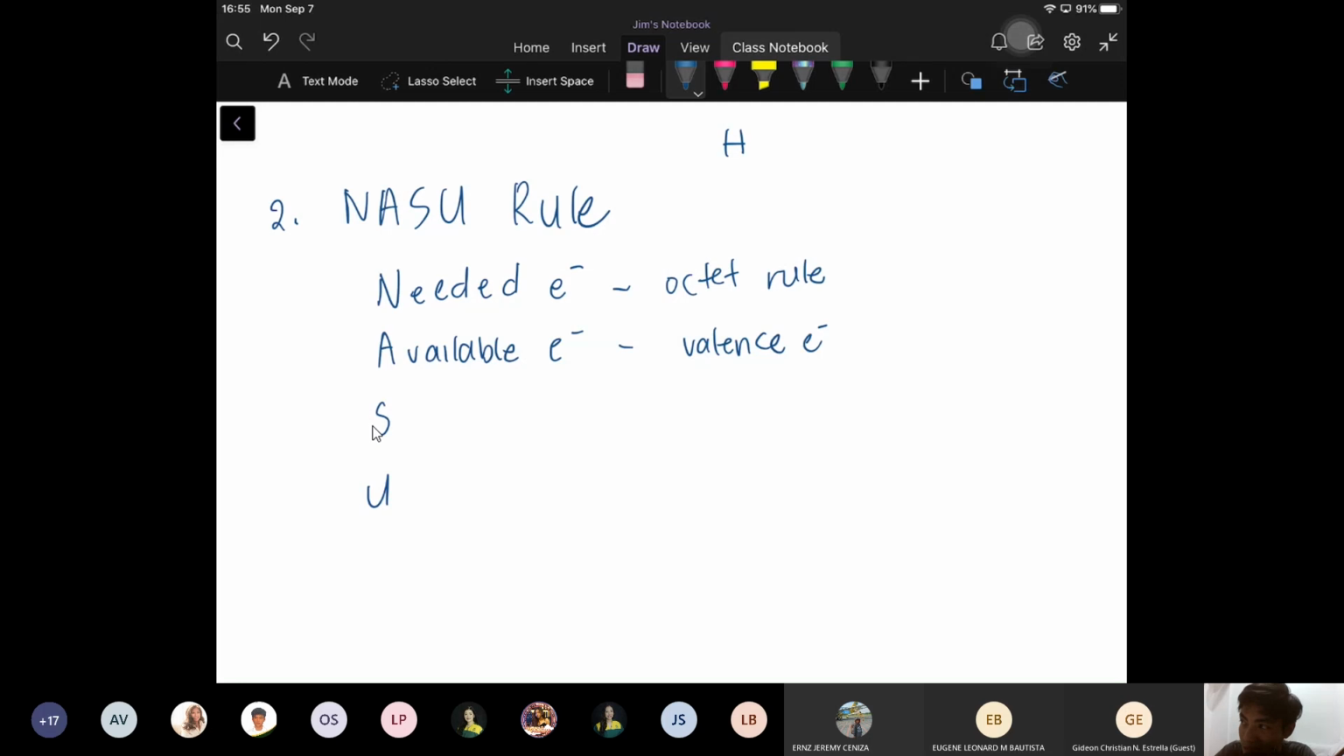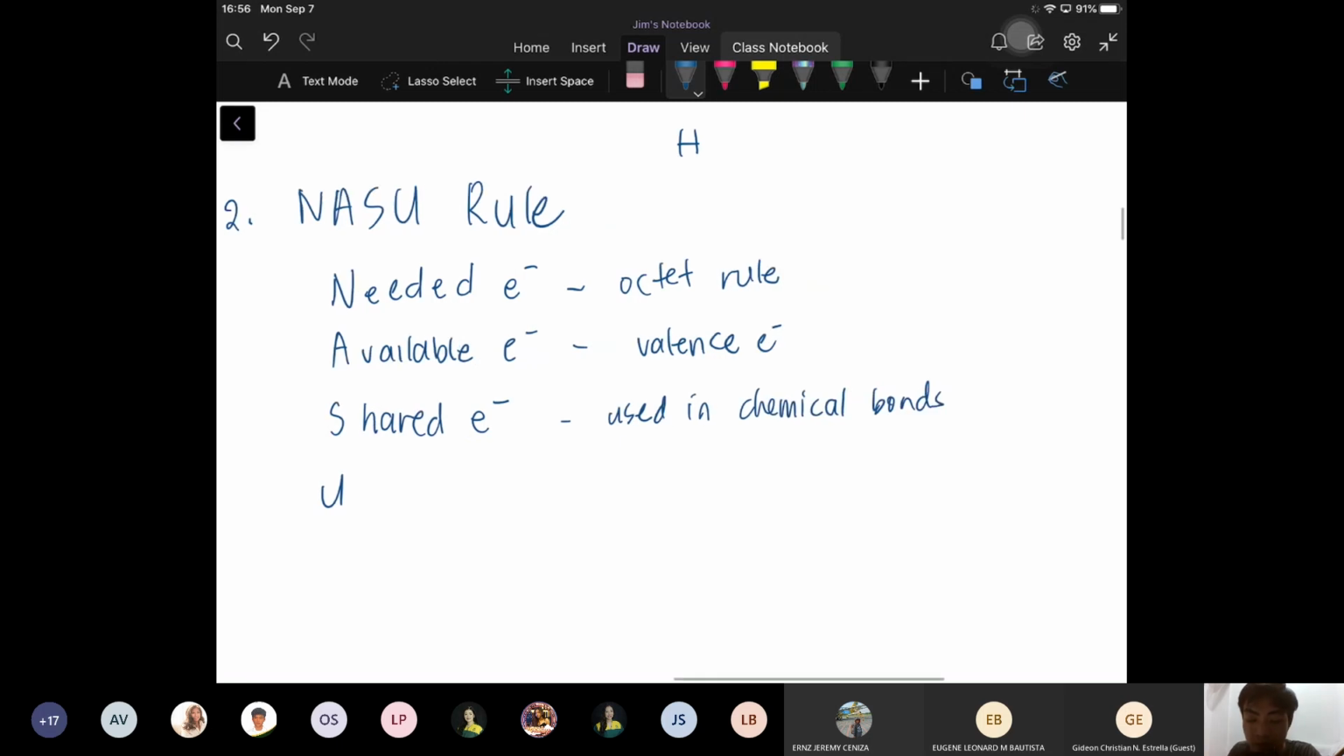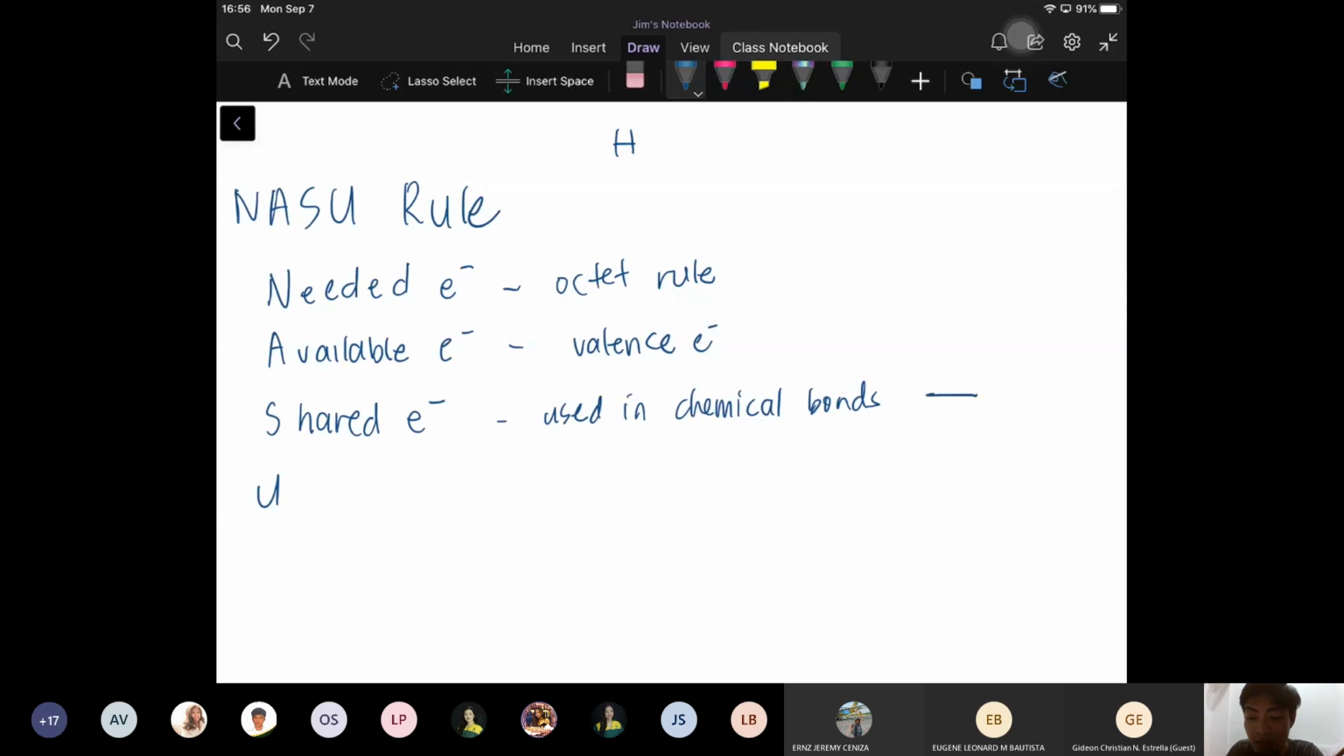Okay. So S, we have here the shared electrons. When we say shared electrons, these are the electrons used in chemical bonding. Ito yung ginagamit sa chemical bonds na. And remember, if you have a single bond, that corresponds to 2 electrons at each end. No? So, paano natin malalaman yung dami ng chemical bonds or dami ng shared electrons using the octet rule? So, simple lang yan.